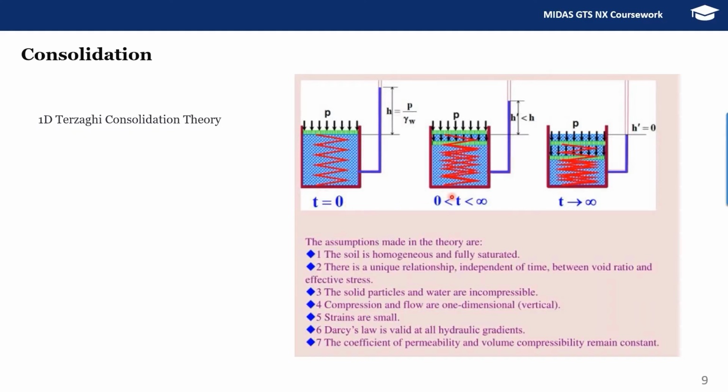Then as time passes, the water will dissipate and your excess pore pressure decreases, and thereby the effective stresses increase, and thereby settlement increases. And at the end of the consolidation, at t equal to infinity, let's say, your pore pressure will come to the hydrostatic condition. That means no excess pore pressure, and you have a final consolidation settlement.